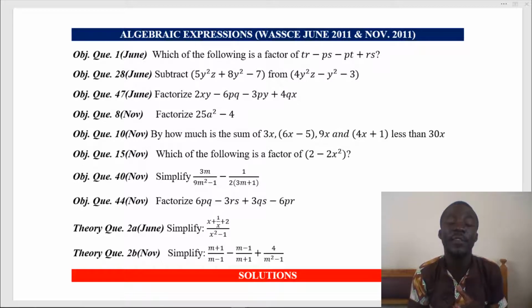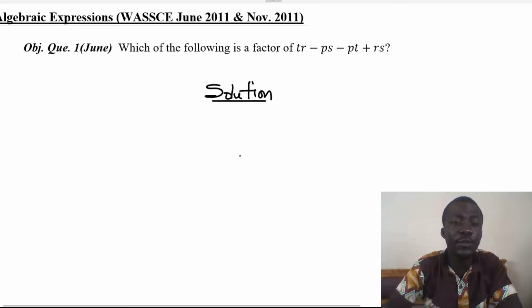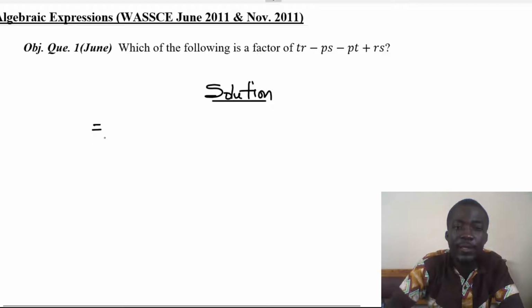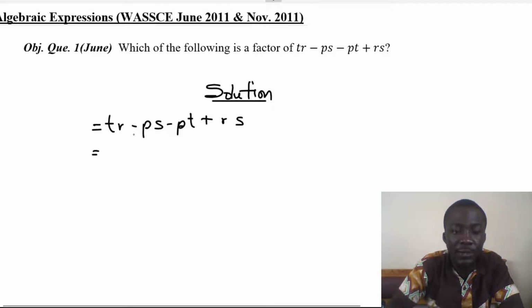Now let's dive into the solutions. Our solution to objective question 1, June, which says which of the following is a factor of TR minus PS minus PT plus RS. So in this case, what we are going to do is to just factor the expression and compare our answers to the options we have. We have 4 terms here, so we are going to group them in pairs.